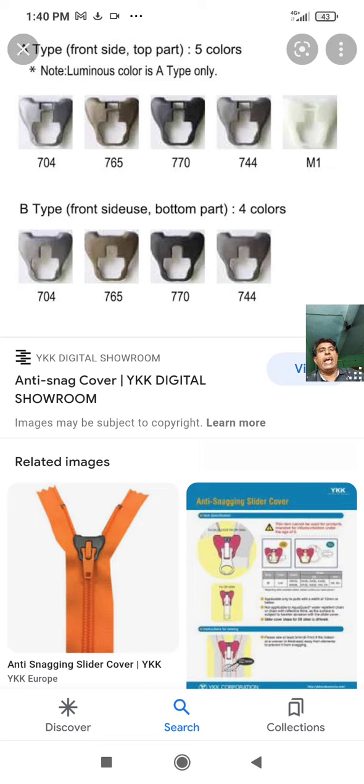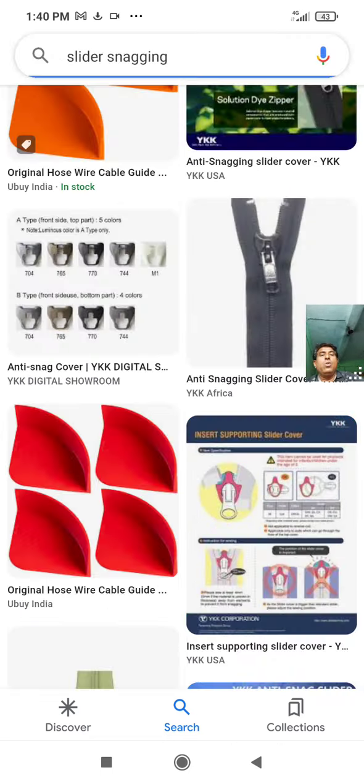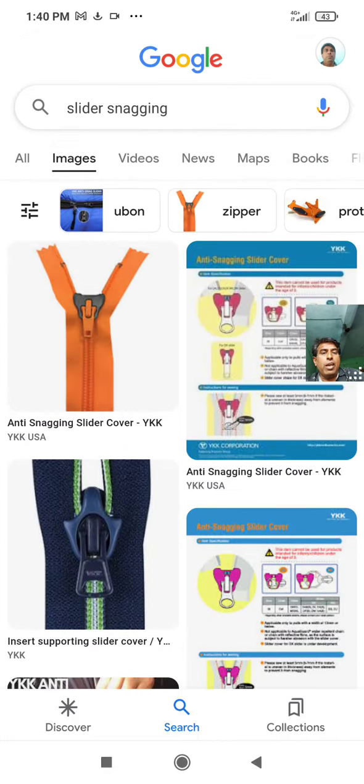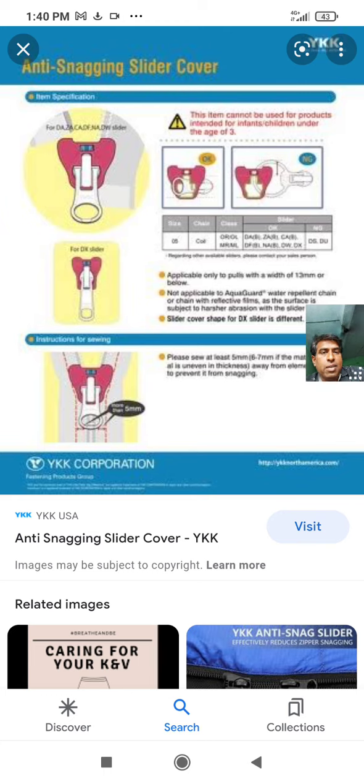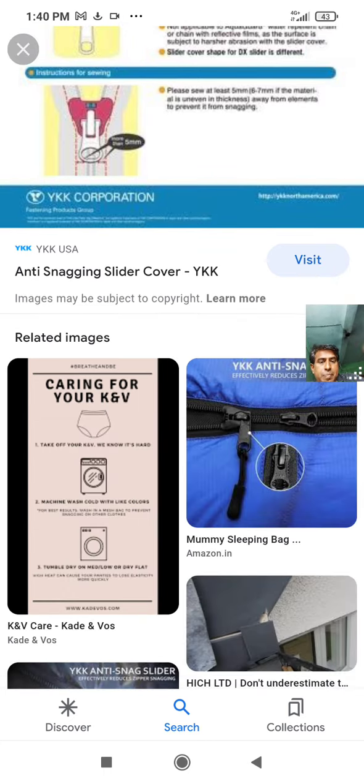So slider snagging. When the slider creates a defect while sliding, then it is known as slider snagging. So that's what it is probably. I want to read this, but this is not clear. So this is the problem. Let's see this.